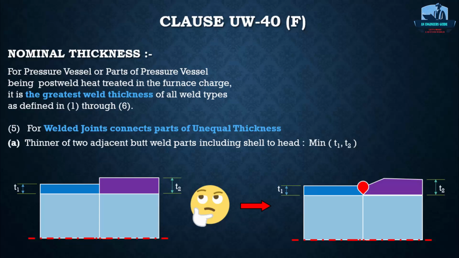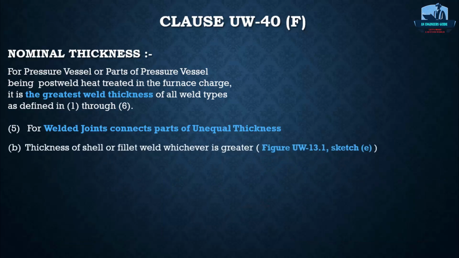Now let's move towards point number 5b. What does point number 5b say? Point number 5b says the nominal thickness will be the thickness of the shell or fillet weld, whichever is greater. This clause is specifically applicable for sketch E from figure UW 13.1. I recommend you to go to the code and see figure UW 13.1 sketch E.